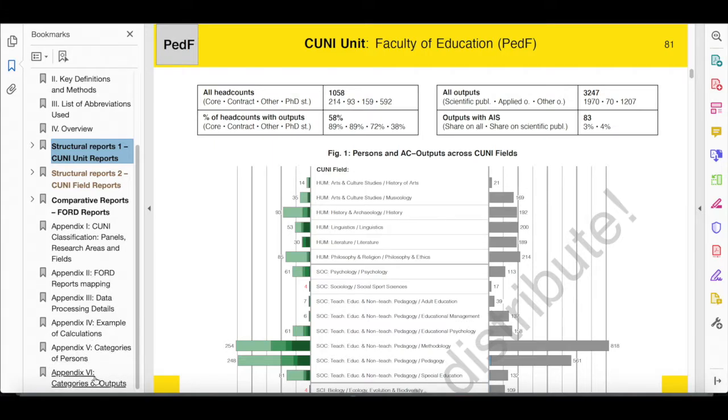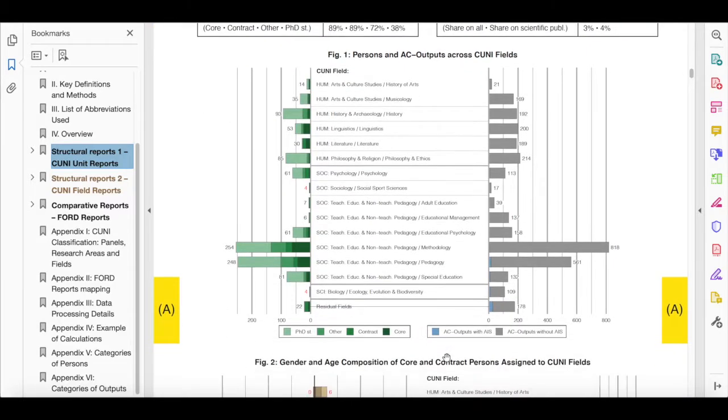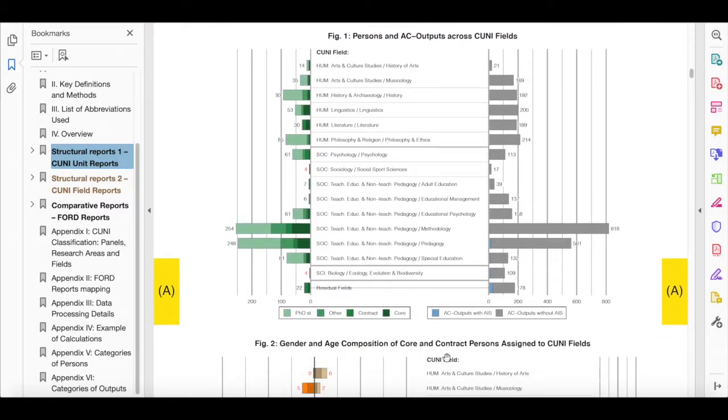The bottom section of the personnel overview presents the share of persons who produced at least one output during the reference period, overall, and by categories of persons. The bottom section of the outputs overview presents the absolute number and share of outputs indexed in the Web of Science database, published in journals included in the Journal Citation Reports, with an article influence score. The rest of the unit report consists of 4 figures and 2 tables depicting personnel and output statistics in more detail at the level of scientific fields.